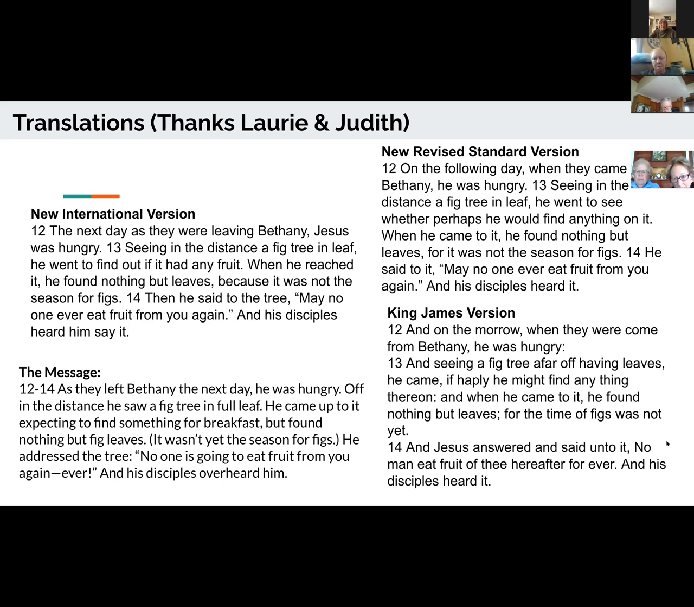I wonder if there's a difference between the messages. The last sentence of one says that his disciples overheard him, and the others say that his disciples heard him say it. One seems kind of sneaky. Yeah, that's a nice observation, Mary Lou. It's a very subtle difference, but it does make a difference in interpretation.